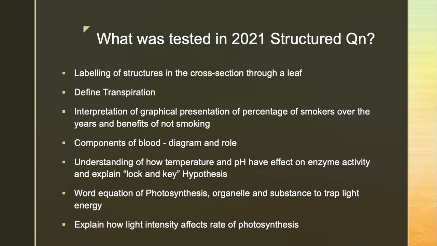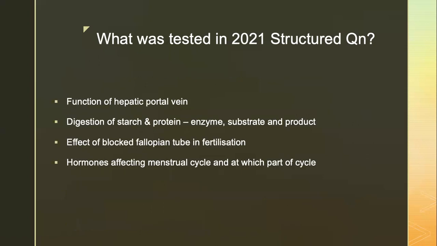Students need to understand how temperature and pH have an effect on enzyme activity and, of course, explain the lock and key hypothesis. The word equation of photosynthesis, the organelle, and the substance to trap light energy were also tested. So the usual type of question. And as usual, explain how light intensity affects the rate of photosynthesis.